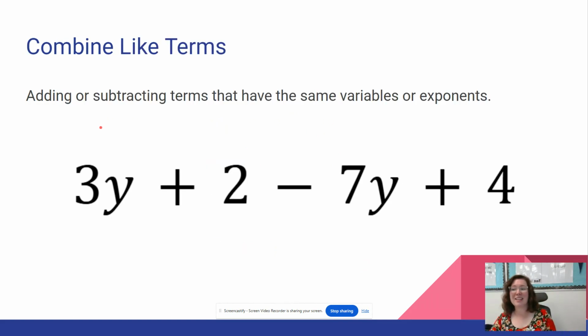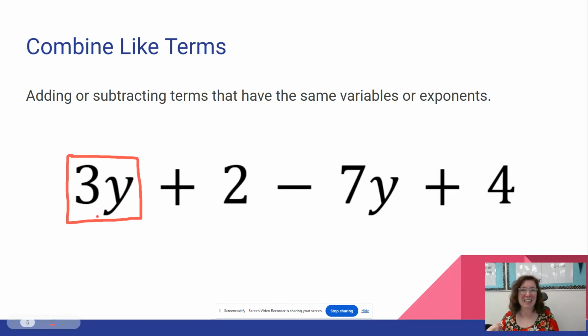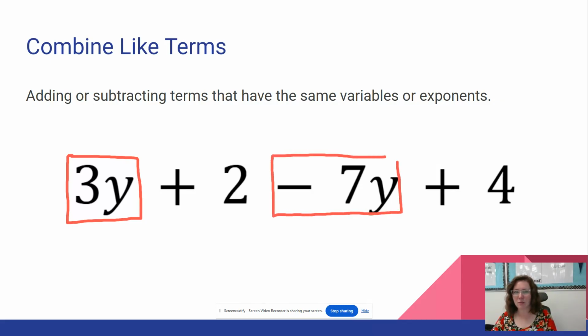Combine like terms. That's adding or subtracting terms that have the same variables or exponents. So I like to use different shapes to help me know how to combine like terms. So for example, I could put a box around anything with a y. We have to include the sign in front of whatever our coefficient is. So this has a y, that does not have a y. This has a y. We have to include the sign in front of it because that tells us if we add or subtract.